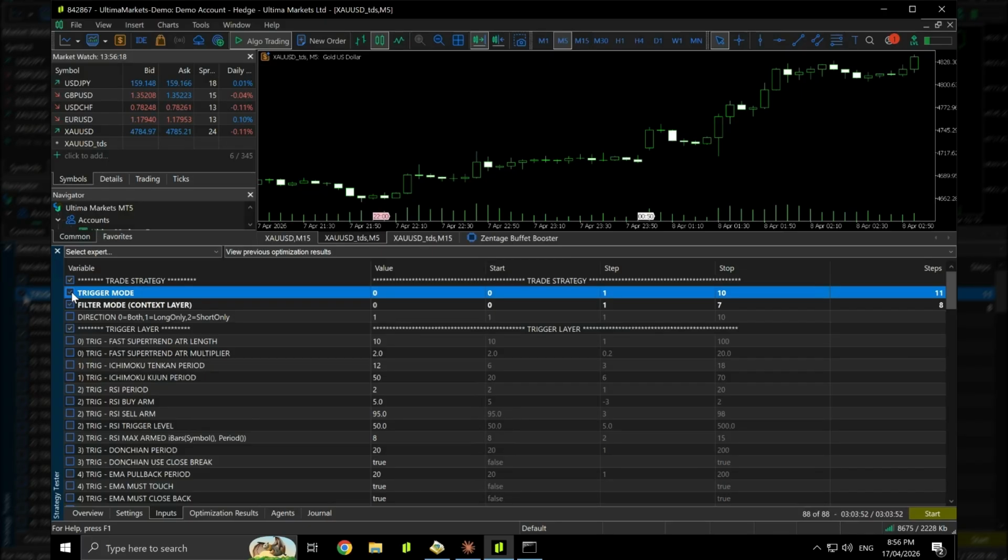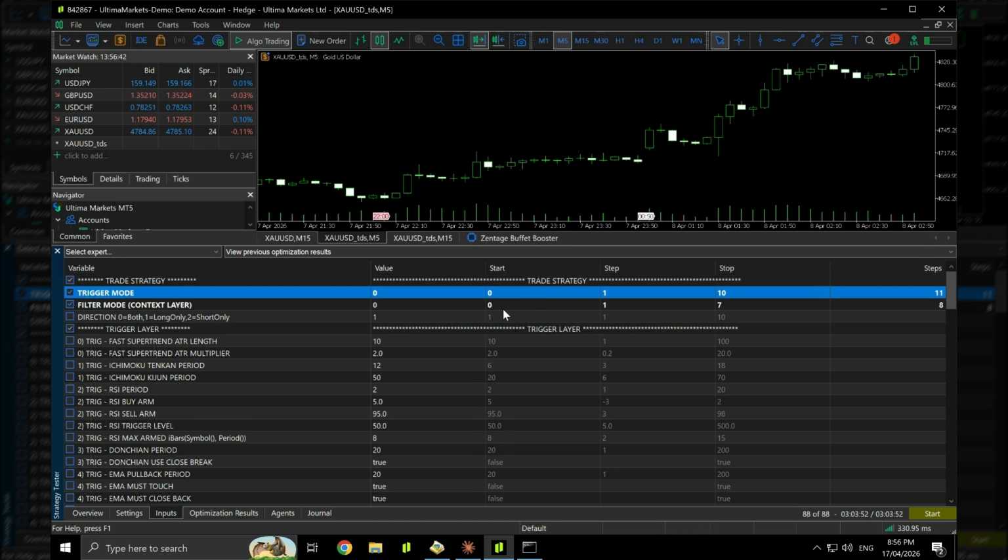First, you can see the trigger mode parameter here. The trigger mode represents the entry logic of the strategy. In other words, how the EA decides when to open a trade. For this optimization, we set the start value to 0, the step to 1, and the stop value to 10. This means MetaTrader will automatically test all 11 trigger strategies from trigger 0 all the way to trigger 10.